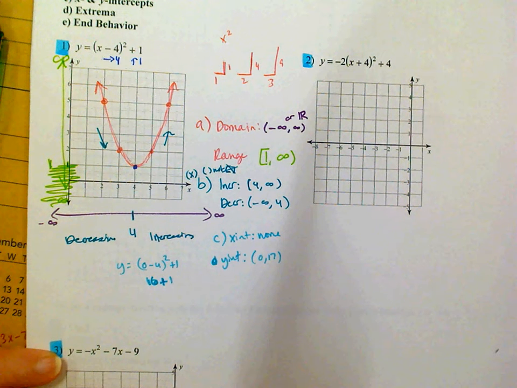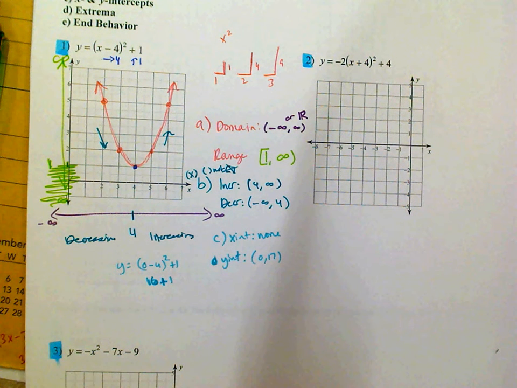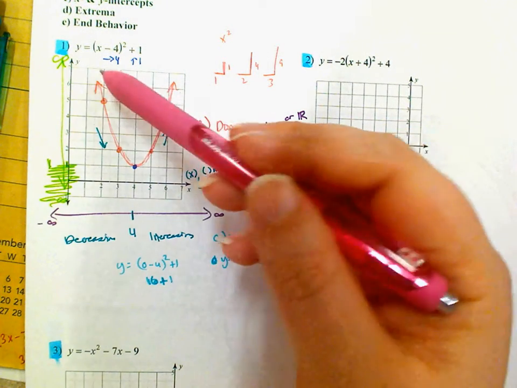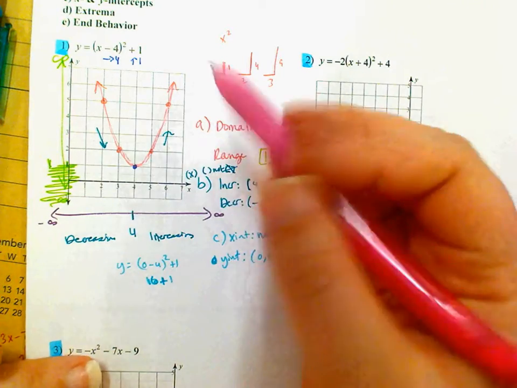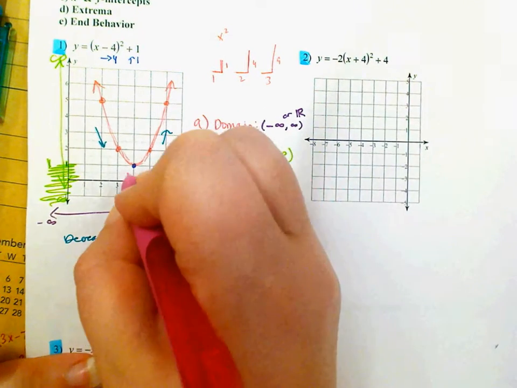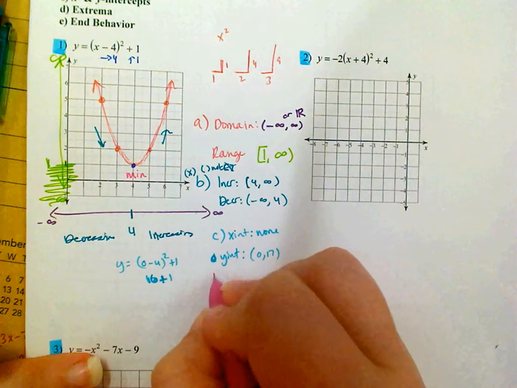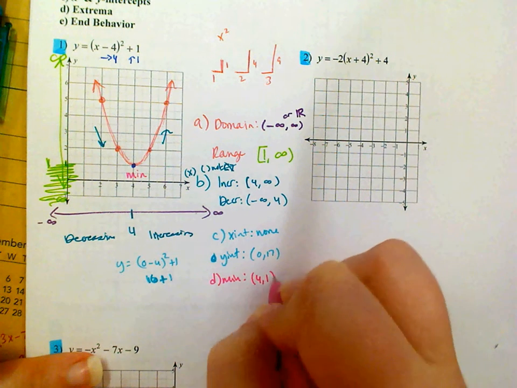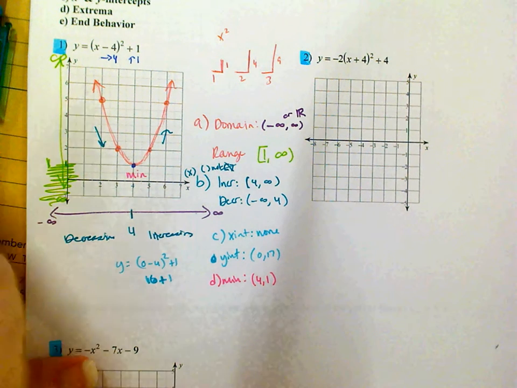All right, D. D asks for the extrema. Now the extrema are the extreme values, and as far as maxes and mins, I don't have a max because it just keeps on going up forever and ever, but I do have a minimum, and it's at the vertex. So this is a min at the point (4, 1).